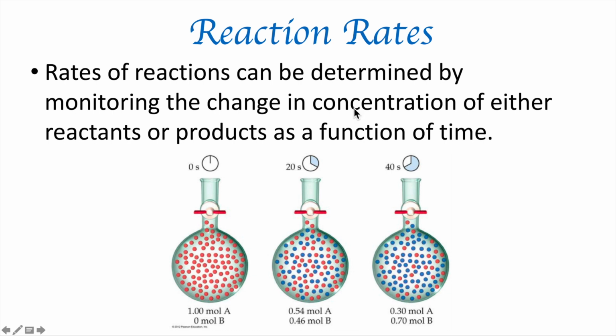So the rates of reaction can be determined by monitoring the change in the concentration of either reactants or products as a function of time. So, if you're looking at a chemical here, a red chemical converting into a blue chemical, and you take a measurement at regular intervals of time, you can find out the concentration of each one of those. So the reaction rate here is how much of a change is taking place within a period of time.